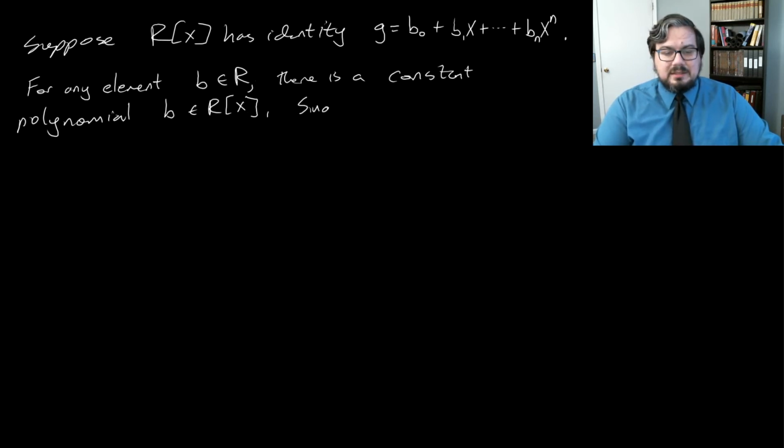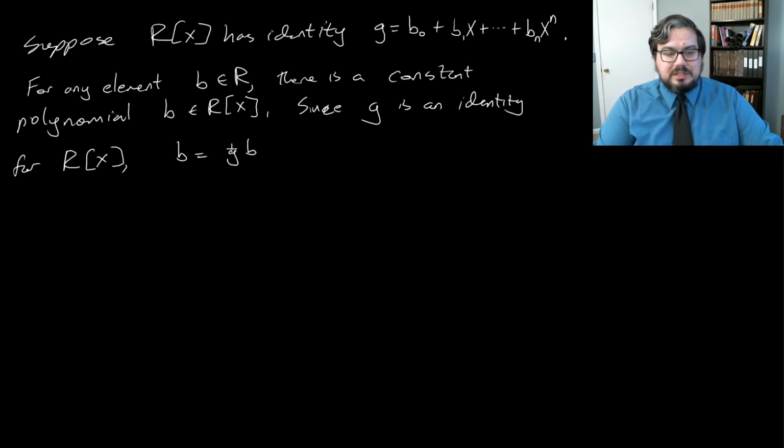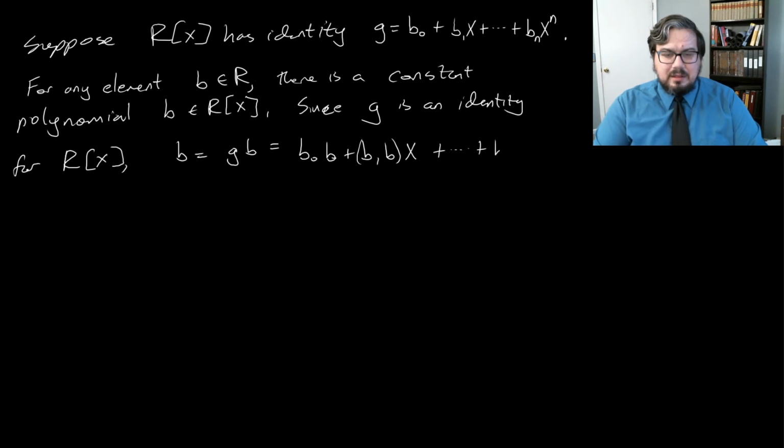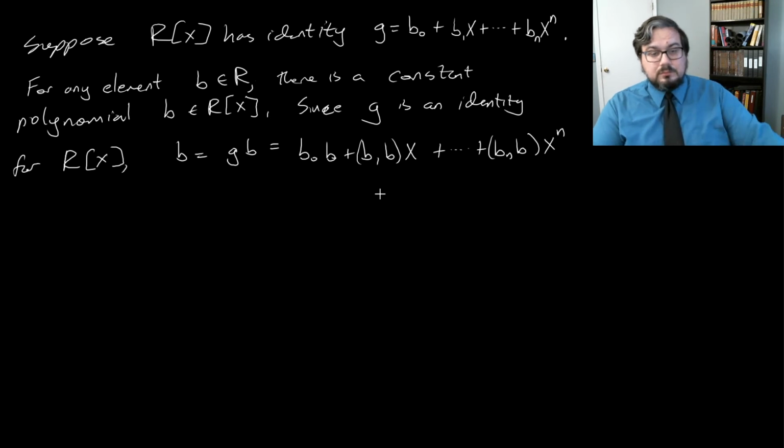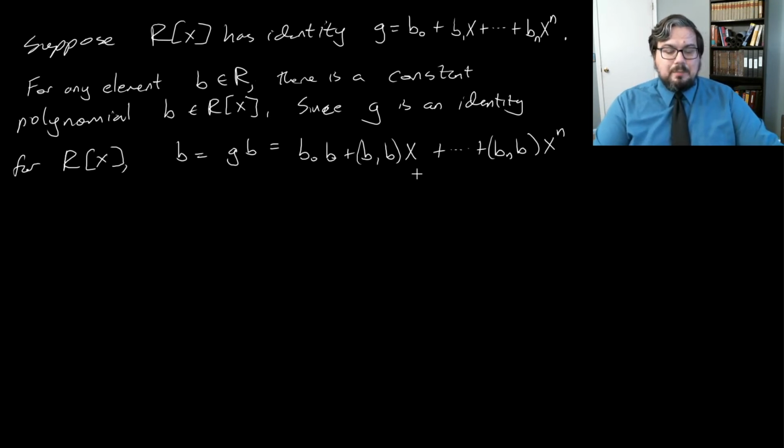And then since G is an identity for R adjoin X, we have that B is equal to G times B. And if we multiply these together, that gives us b0 times b plus b1 times bx plus etc. plus bn times b x to the n. But here's where we can compare coefficients.